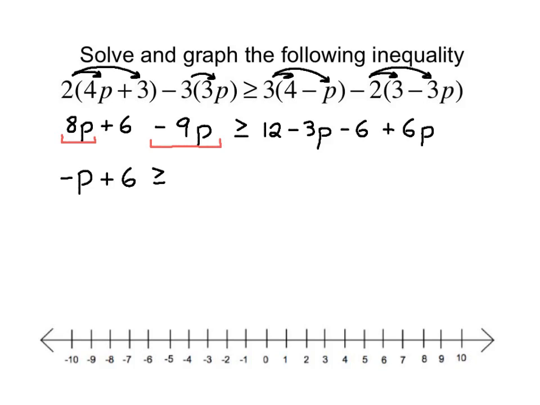On the right hand side of the inequality, we've got a couple terms we can combine. First I have the 12 and the negative 6, or in other words 12 minus 6. That's just going to combine to a positive 6. And then finally it looks like we have one more set of terms that can be combined here. We have this negative 3p and the positive 6p, and that's going to combine to a positive 3p.